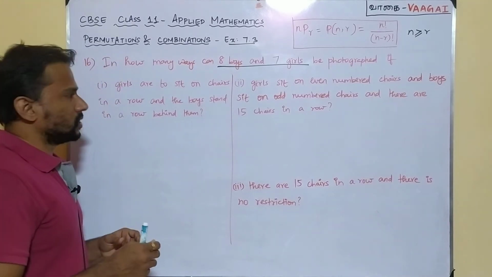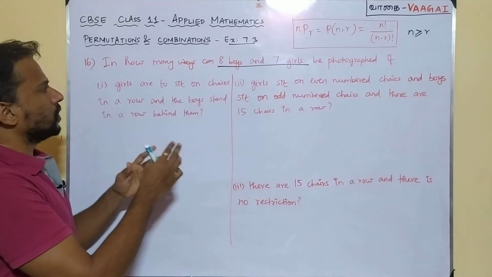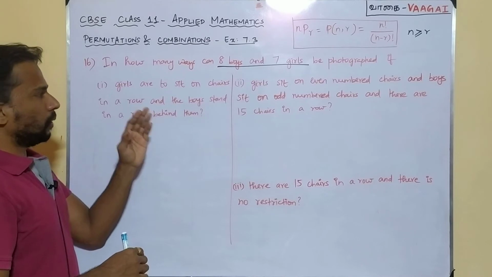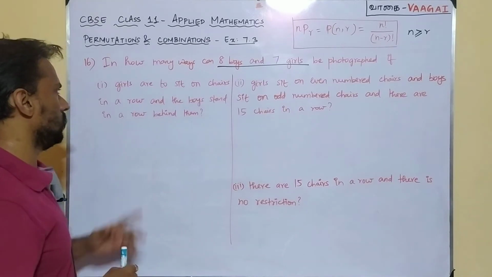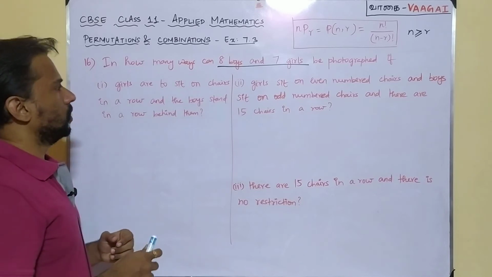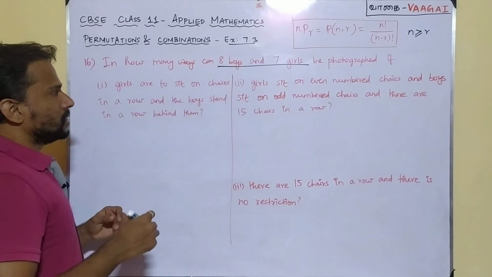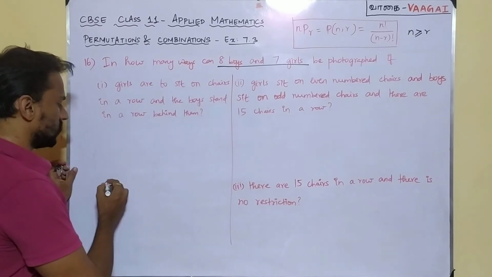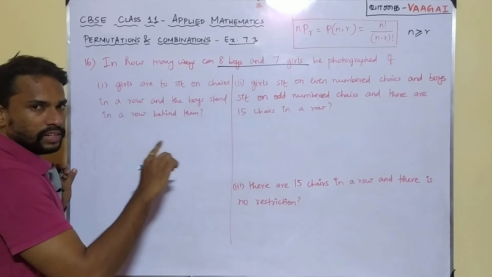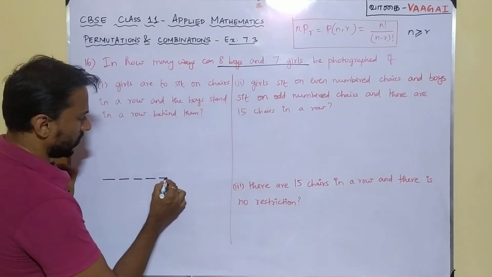So the first subdivision says: the 7 girls are to sit on chairs in a row and the boys stand in a row behind them. This is going to be the first condition. So that means those 7 girls are to be seated on the chairs in a straight row. So we'll make a row of 7 chairs.